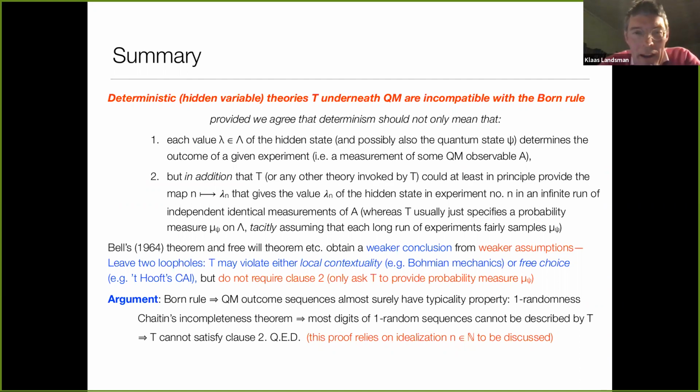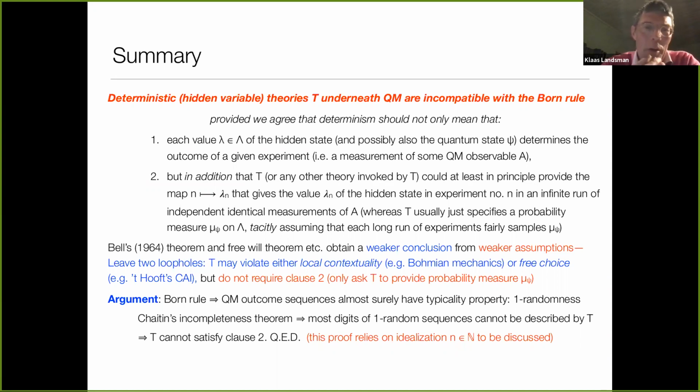They leave two loopholes, namely deterministic hidden variable theories compatible with the Born rule should violate either what I call local contextuality, sometimes called parameter independence, or just locality. This is, for example, what Bohmian mechanics does. Or they should violate what one could call free choice, which is an independence assumption on settings of experiments. And this is what, for example, Gerard 't Hooft's cellular automata interpretation of quantum mechanics does. But these results do not require my second clause. They only require the theory T to provide this probability measure mu, and then the results follow. So I have a stronger conclusion based on a stronger assumption, but this assumption I think is very natural and even necessary, as I will argue.